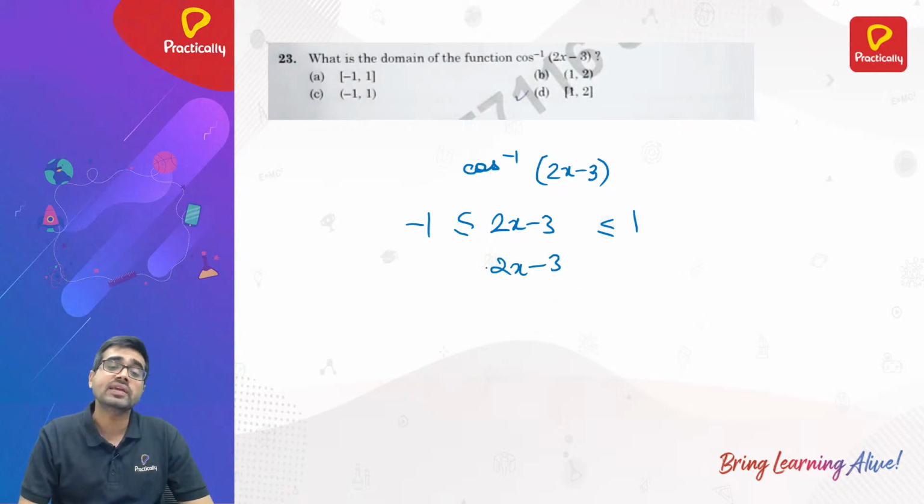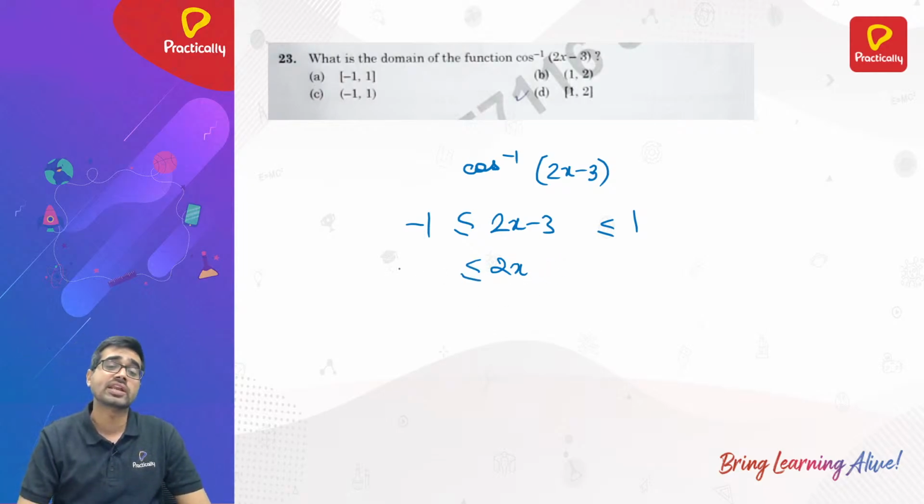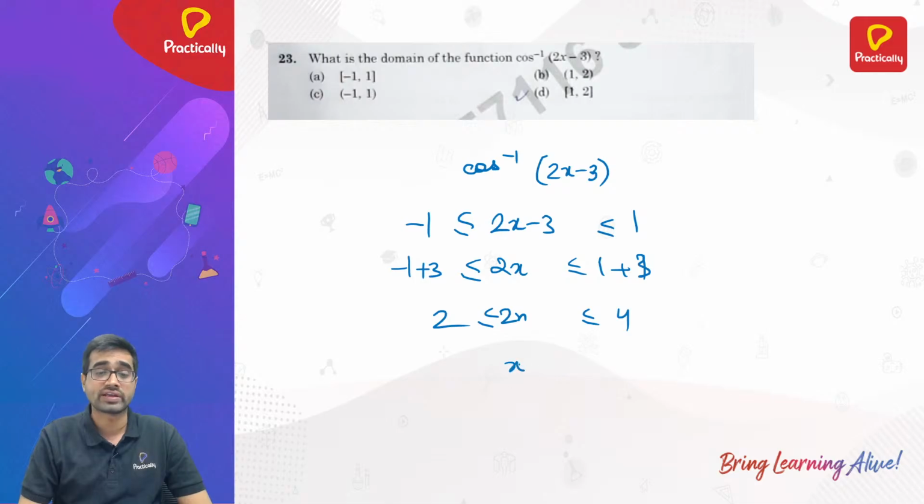What will you get? 2x minus 3. Okay, I should now change this. So 2x greater than or equal to -1 plus 3, 1 plus 3. So now you get 2x greater than or equal to 2, less than or equal to 4, x greater than or equal to 1, less than or equal to 2. So 1 to 2. This is the correct option.